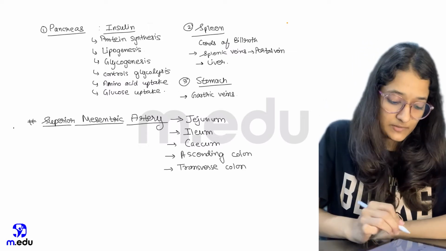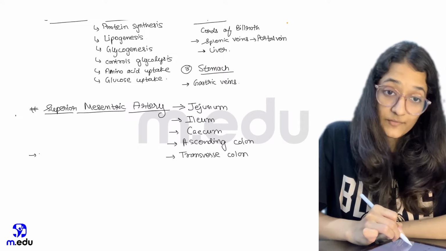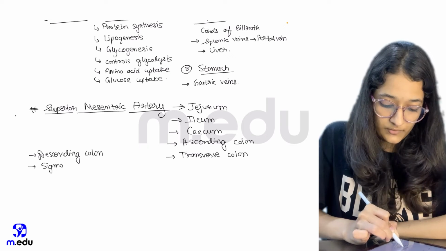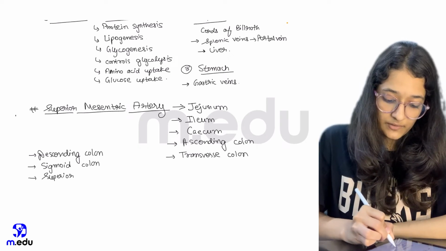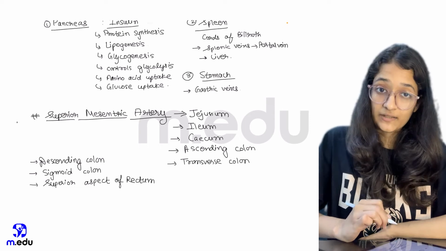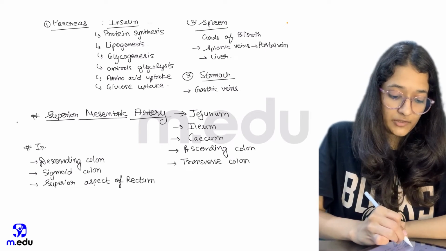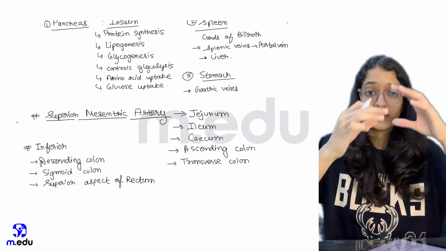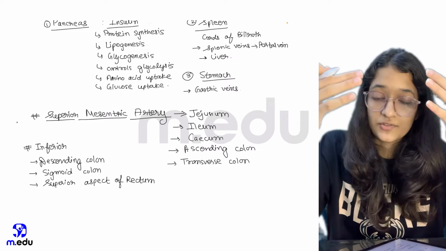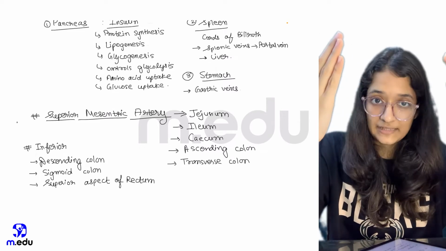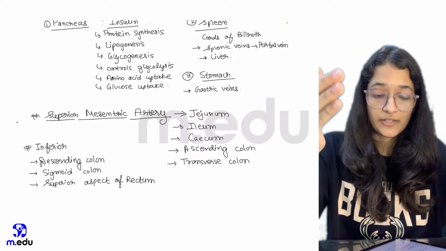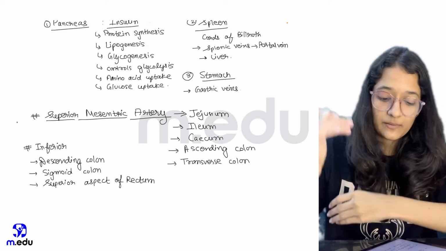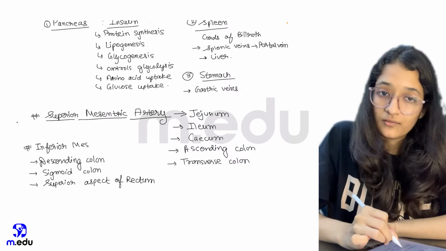Now the remaining parts, which are the descending colon, the sigmoid colon, the superior aspect of the rectum, are supplied by the inferior mesenteric artery, which is also a branch of the abdominal aorta. So the abdominal aorta subdivides into three big vessels, which are the celiac trunk, the superior mesenteric artery, and the inferior mesenteric artery, and all the three of them will supply their own organs.